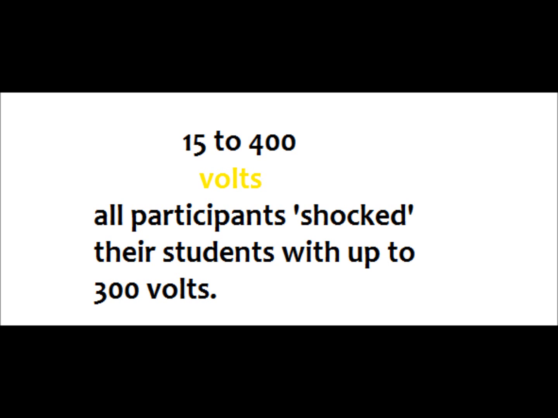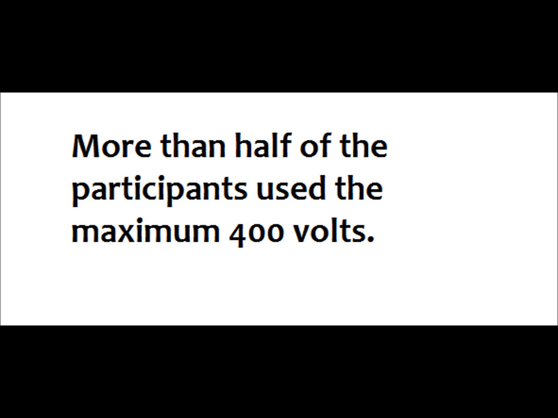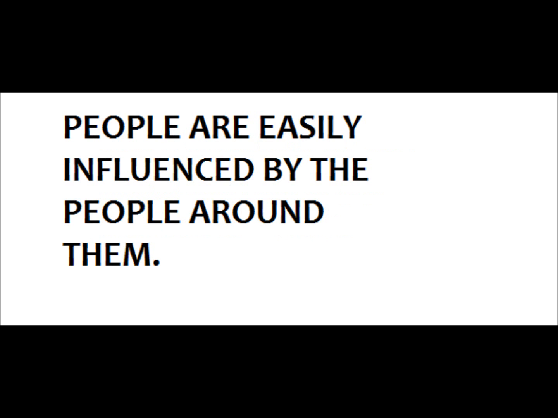Out of the 40 subjects involved in the experiment, all of them, even though they were uncomfortable, administered shocks to their students of up to 300 volts under the order of the experimenter. 25 out of 40 subjects, more than half, shocked their students with a maximum of 400 volts. This clearly shows what authority can do in society, and how people are easily influenced by the people around them.